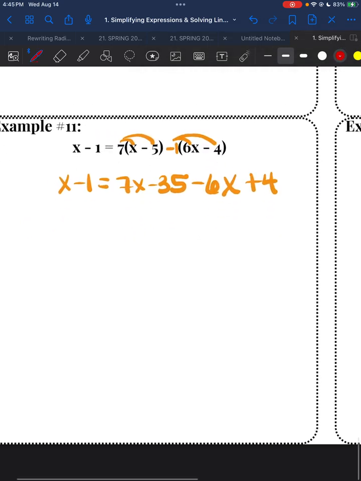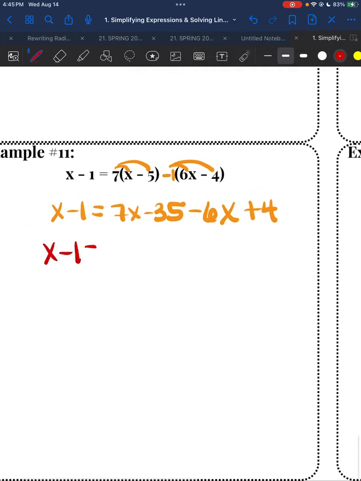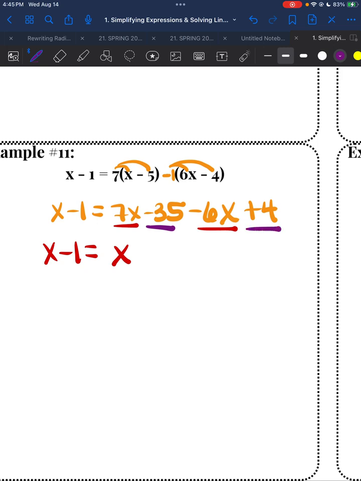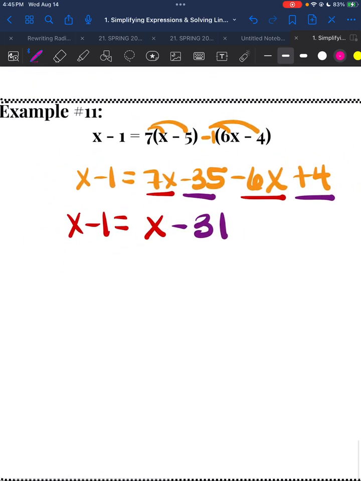Combining like terms, we cannot do it on the left. But on the right, I can combine these two. 7x minus 6x is 1x. And then I can combine these two, which gives me negative 31. So at this point, this is where we move the x's. Since they're the same, either way, you can move whichever. I'm going to move this one right here. So I do minus x. What ends up happening is that these cancel out, but these also cancel out, leaving us with this.